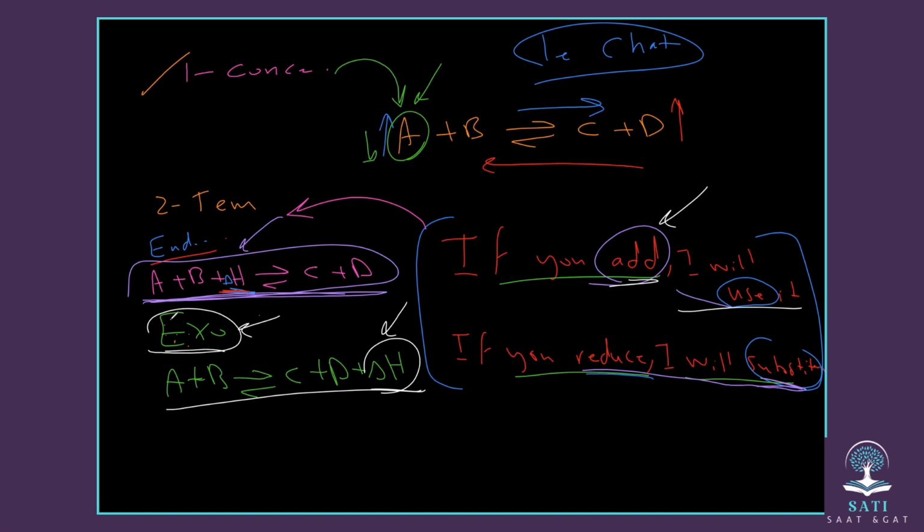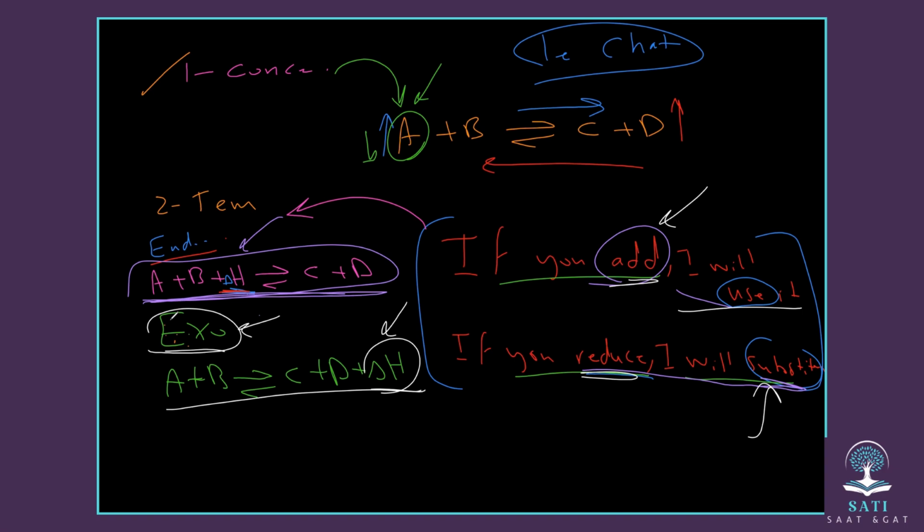Okay, what about if you decrease heat in an exothermic reaction? If you reduce heat, what will happen? It will substitute. So if you reduce heat now in an exothermic reaction, the reaction will substitute this heat. That means it will go from left to right to produce more products, and heat is one of these products. I hope now you understand the Le Chatelier principle based on concentration and temperature.